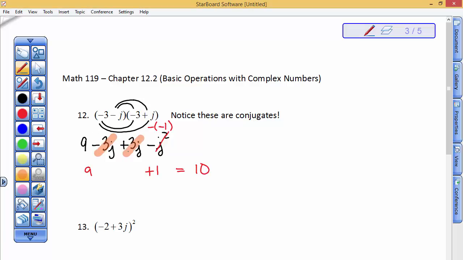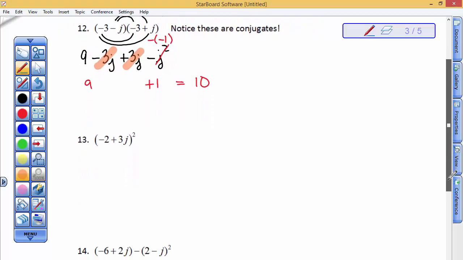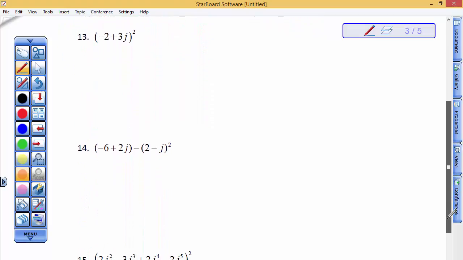Let's do a few more multiplications, and then we're going to try division in our next segment. When you see a binomial squared, I'm not going to do the work to this one. I just want you to know that you should remember to write this out twice and then go ahead and FOIL it. I have my notes here, and I'm just going to tell you, if you would work that one out, that when you FOIL it, you'll get a negative 5 minus 12j.